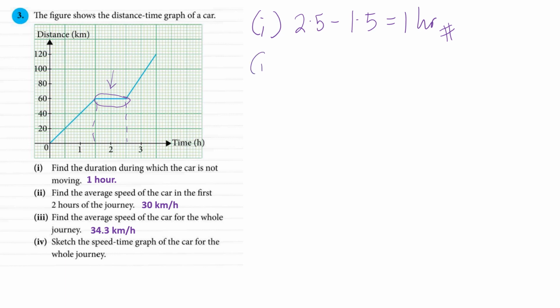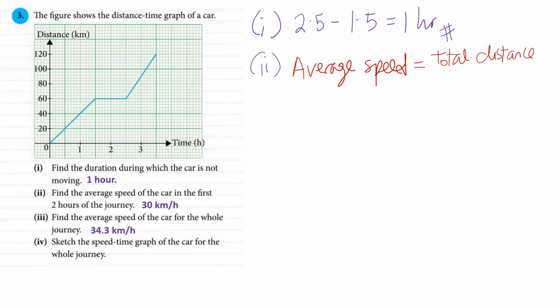And so for part 2, find the average speed of the car in the first 2 hours of the journey. Average speed can be found by the formula: total distance traveled in the first 2 hours over the time taken.